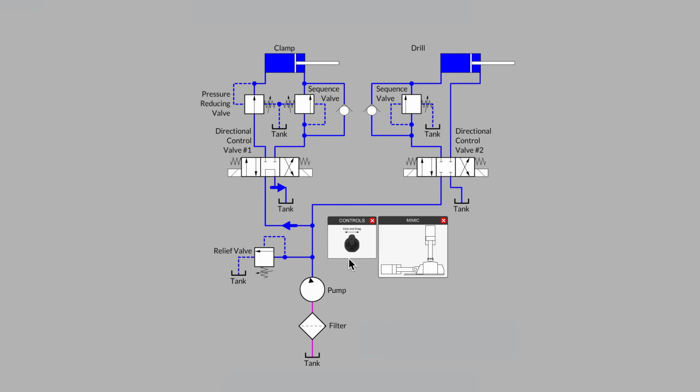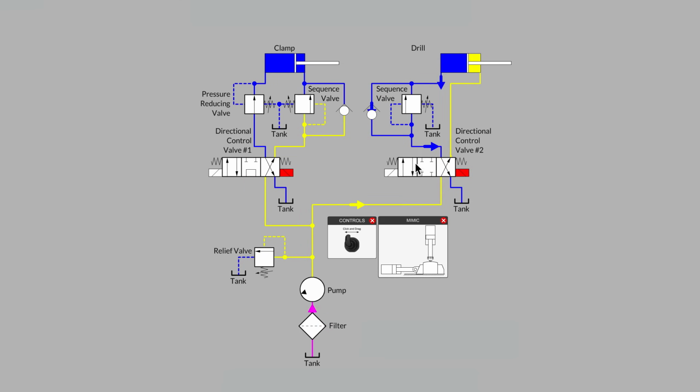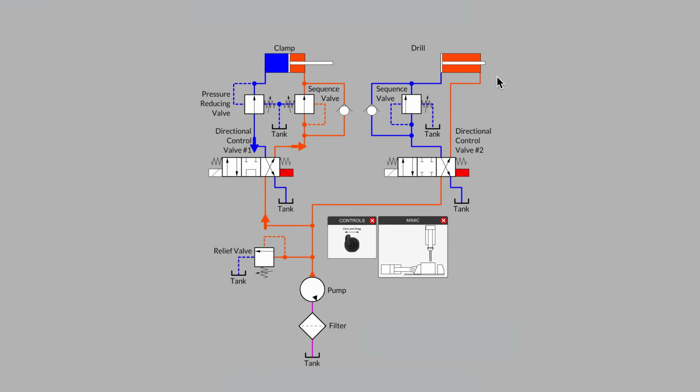Returning the valves to neutral, we find out that the system cools down, the pump's flow is unloaded back to tank. But now let's operate both directional valves in the retract position. We're going to ask both cylinders to retract at the same time. What do you believe will happen? That's correct. Only one cylinder moves. The drill cylinder has to be retracted first, and that's due to the sequence valve on the clamp that is waiting for pressure to build up from the dead-headed drill cylinder. And once that pressure builds up, the sequence valve for the clamp retract can go through its paces and retract the clamp.